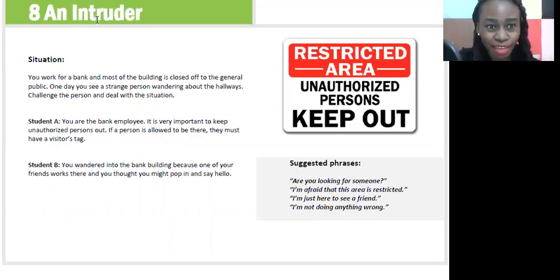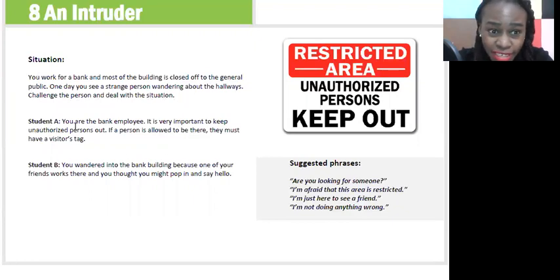Let's begin. An intruder. Intrude, bir yere izinsiz girmek ya da getting into a place without permission. And an intruder is a person who does this. So er is the person who does something when you add er, and intrude is the verb. So what's the situation here? You work for a bank and most of the building is closed off to the general public. One day you see a strange person wandering about the hallways. Challenge the person and deal with this situation.